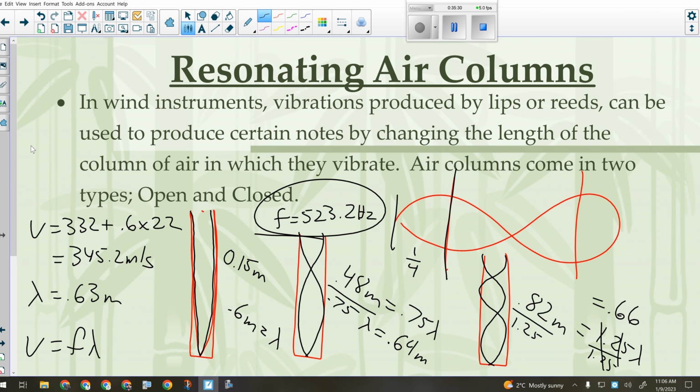It's how you make noise if you're blowing across the top of a bottle. If you've ever done that, you blow across the top of a bottle, you get a sound, and depending on how full the bottle is, the sound changes. Because you're going to get a standing wave pattern, you get longer and longer waves the more and more empty the bottle becomes.